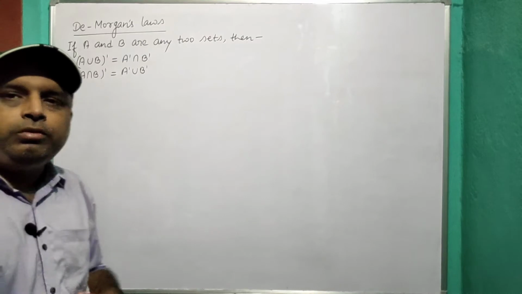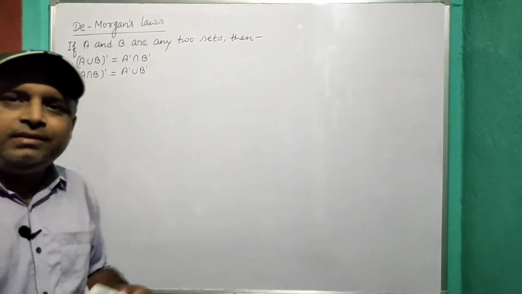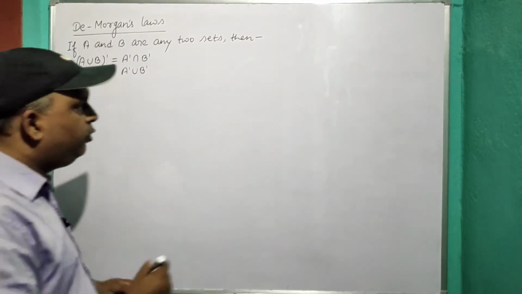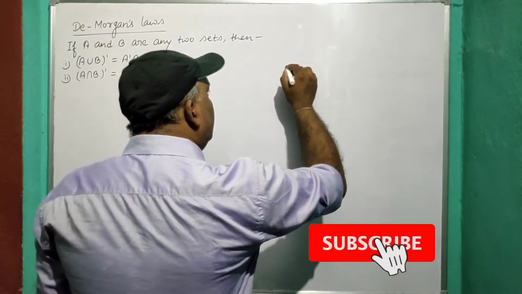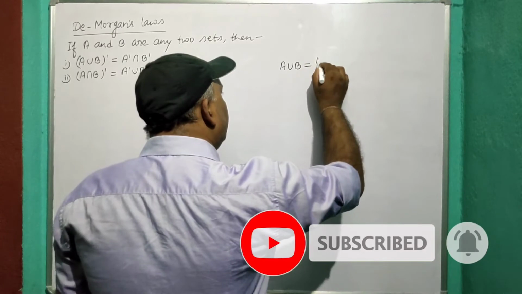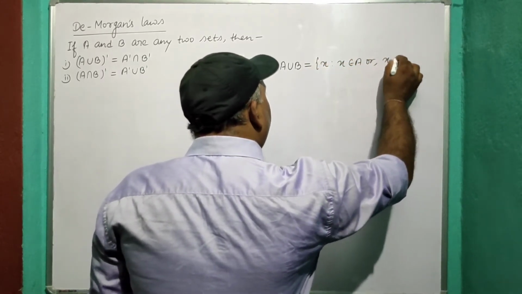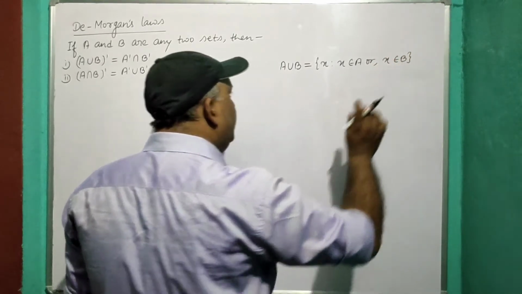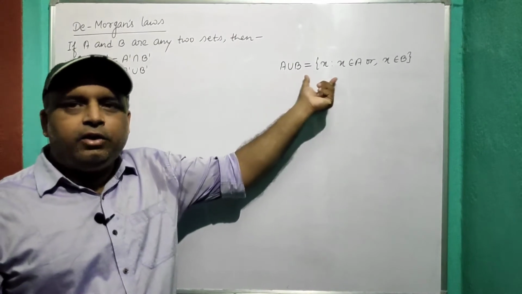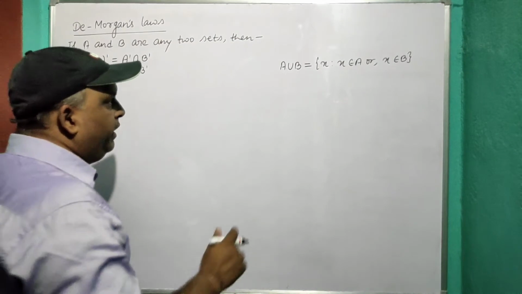Now I am going to prove this law, but before proving this, let us revise something. कुछ रिवाइज कर लेते हैं. और क्या रिवाइज करना है? You know that A union B is written as X belongs to A or X belongs to B. ये ध्यान दीजिए, ये आप लोगों ने पहले पढ़ा हुआ है that A union B is a set of all X such that X belongs to A or X belongs to B.